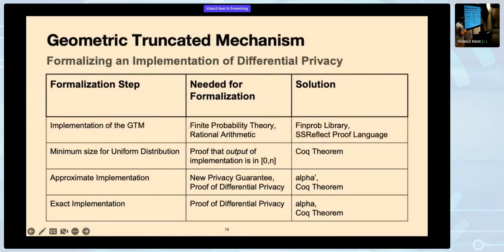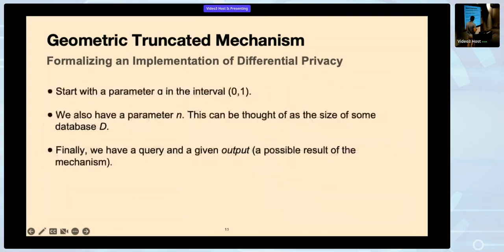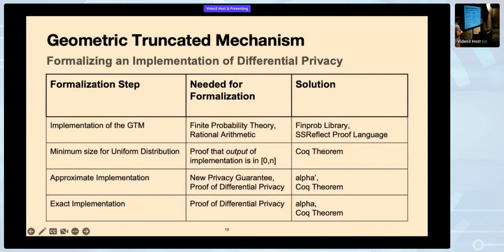All right, so I'm going to go through our formalization in a few steps, and I'm going to start by talking about our implementation of the geometric truncated mechanism. I haven't introduced the geometric truncated mechanism yet, but this is our ideal distribution in our formalization. Two things I want to say about this. To actually formalize something like this, we need two things. The first is finite probability theory, and for this we're going to use a library called FinProb. This was developed by Arthur at BU, so it proved very useful for our implementation. The second thing is that we're going to need rational arithmetic, and for this we use the rat data type and the corresponding theorems implemented in SSReflect.